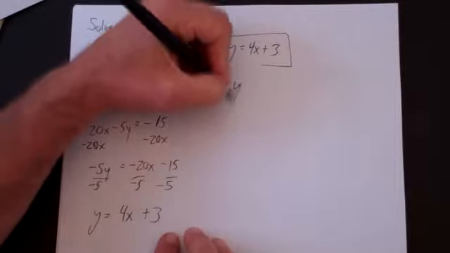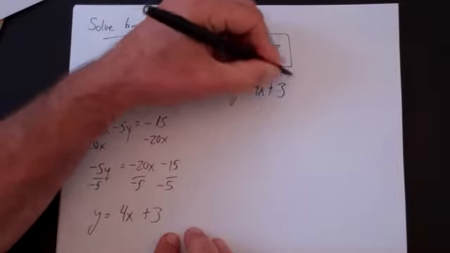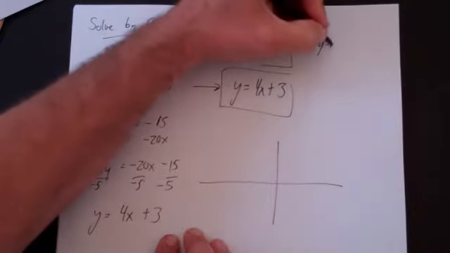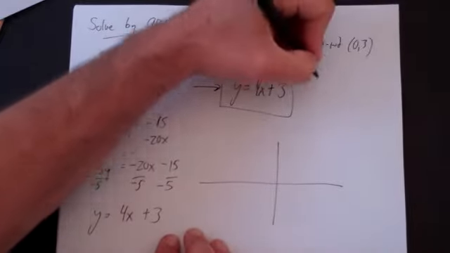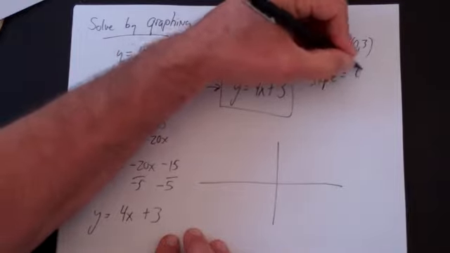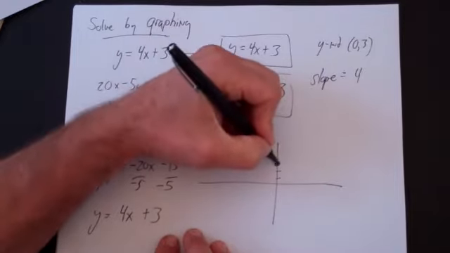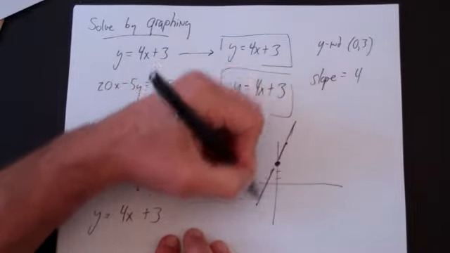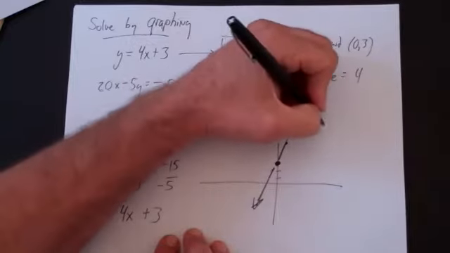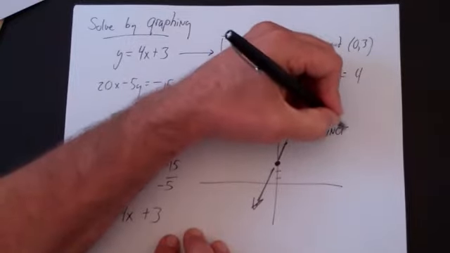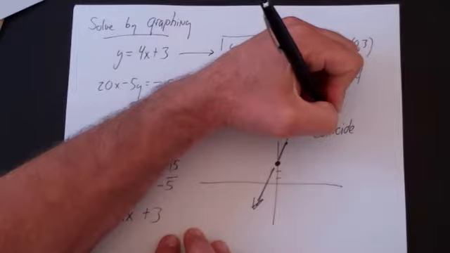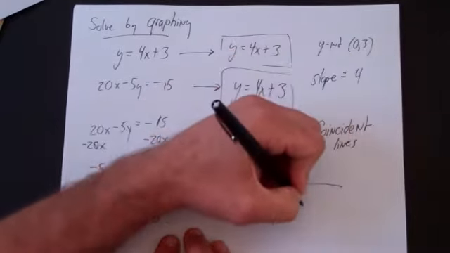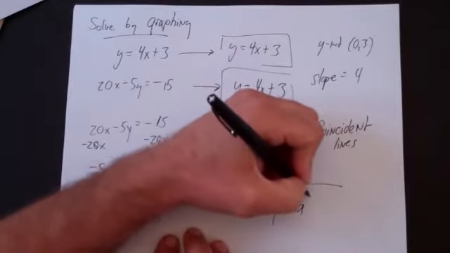So I'm going to graph these two lines. Y is equal to 4x plus 3, y is equal to 4x plus 3. We can stop right there. The y-intercept of both of these is (0, 3), and the slope for both of them is 4, so they're actually the same line. 1, 2, 3, up 4 and over 1. There's line number 1, there's line number 2. They're on top of each other. These are called coincident lines.